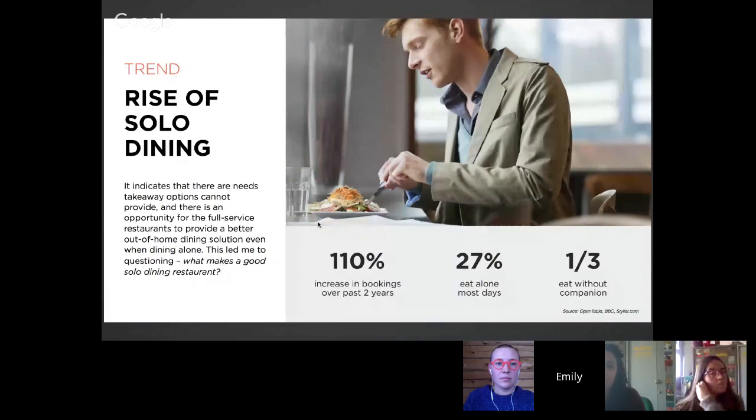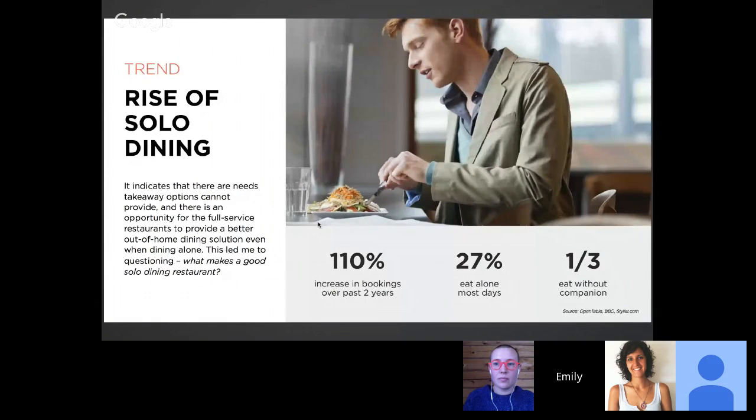And in 2015, OpenTable showed that there is a 110% rise in bookings for one over the past 24 months, making them one of the fastest growing reservation party sizes. And it's not about casual takeaways. Instead, it's the full service restaurants that people make the effort to book in advance. It indicates that there are needs that takeaways cannot provide, and there are opportunities for full service restaurants to provide a better out-of-home dining solution, even when people are eating by themselves.